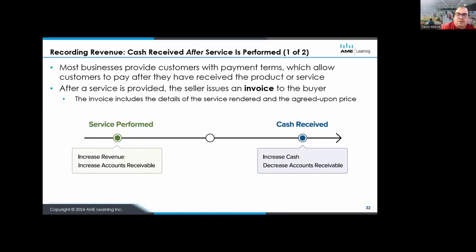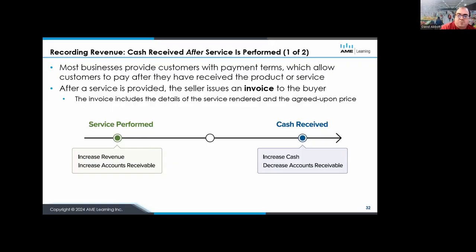Now, let's say that cash is received after a service is performed. Most businesses provide customers with payment terms which allow customers to pay after they've received the product or service. After a service is performed, the seller issues an invoice to the buyer. The invoice includes details about the services rendered and the agreed upon price. An example of this might be a dentist. They might not collect up front. They go ahead and bill the insurance and send you a bill after. Or utilities, where utility companies send you a bill after.